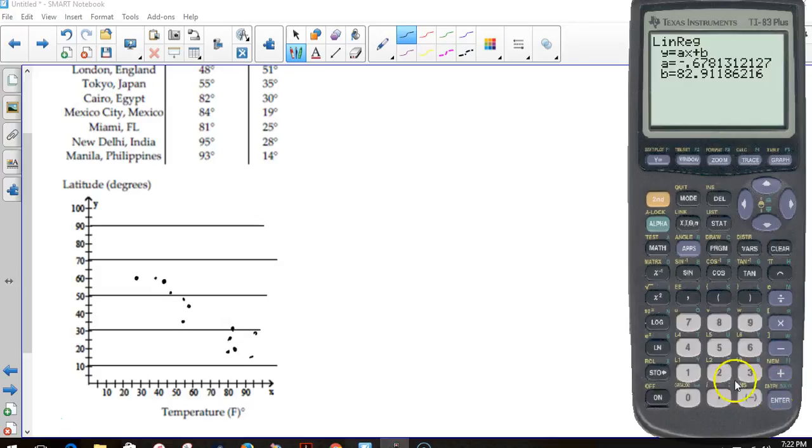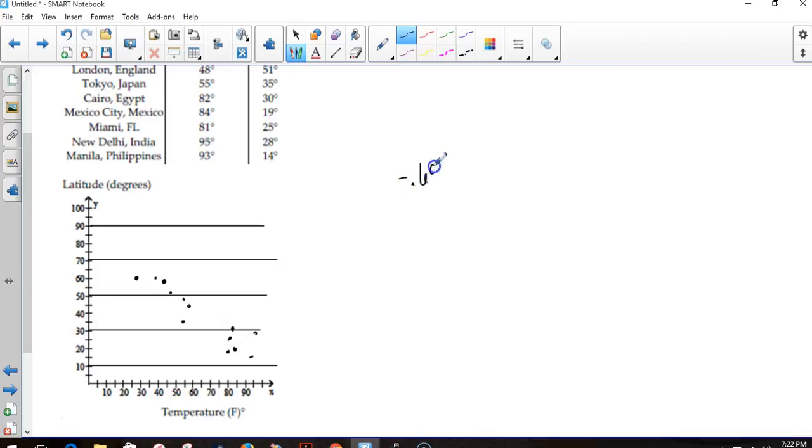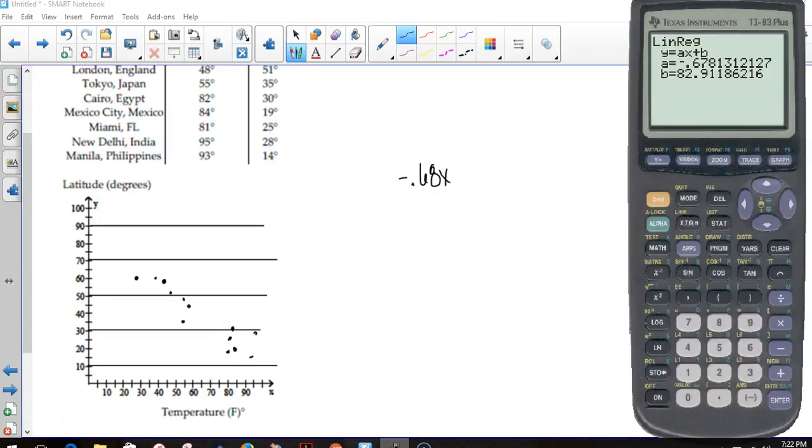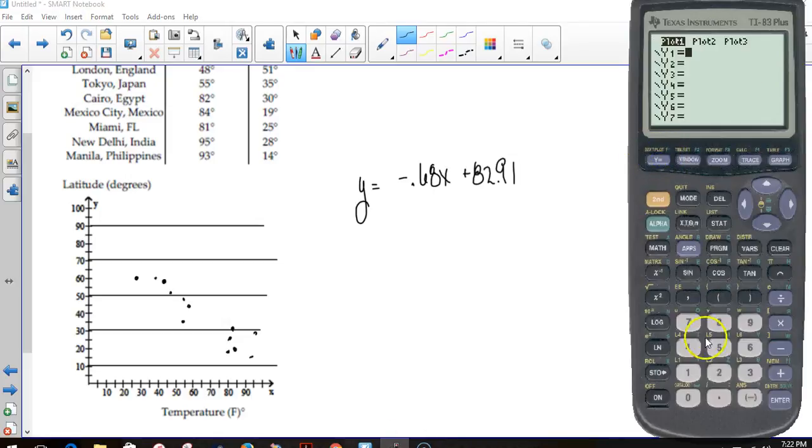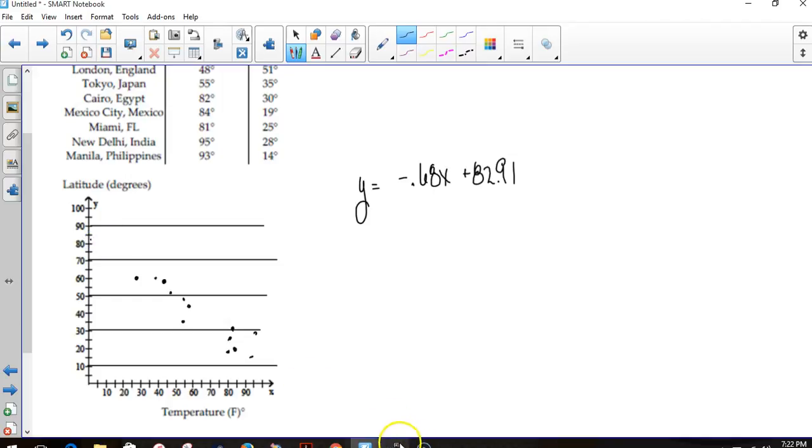So I have a negative, let's say, 6.68x for my slope, and my b, I'll say 82.91. That's my line of best fit. So I go to Y equals, I type that in. And when you hit Graph, you'll be able to see both. And so you're starting about here at the 82, and we're heading down in between these two, kind of like this. And that's how I would get my line of best fit in my scatter plot.